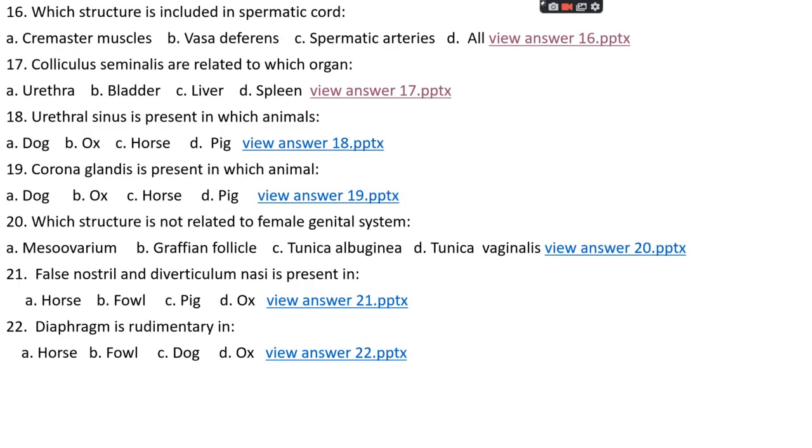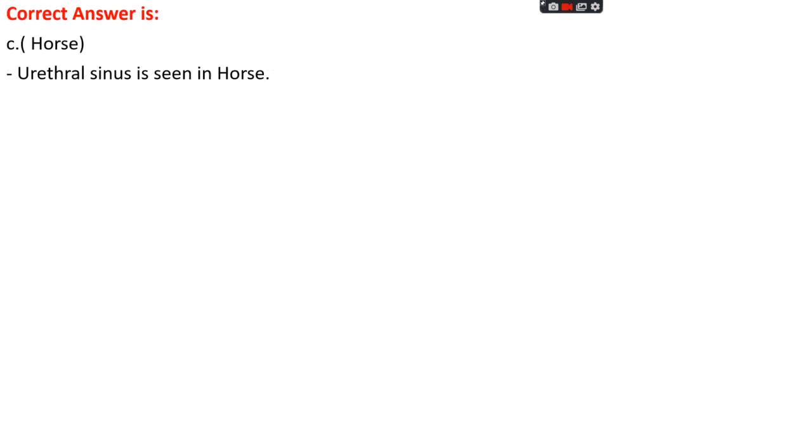Question number 18. Urethral sinus is present in which animal? Option A, dog. Option B, ox. Option C, horse. Option D, pig. The right answer is option C, that is the horse. Urethral sinus is seen in the horse.